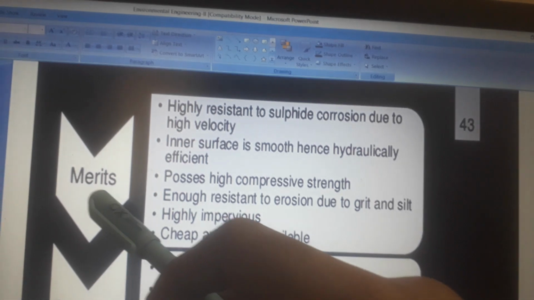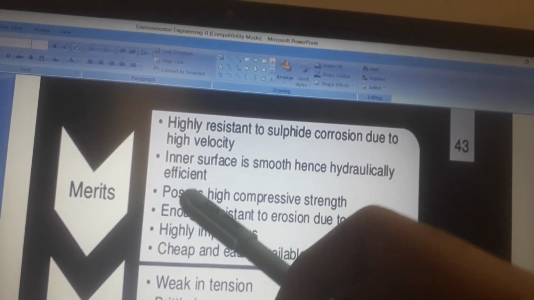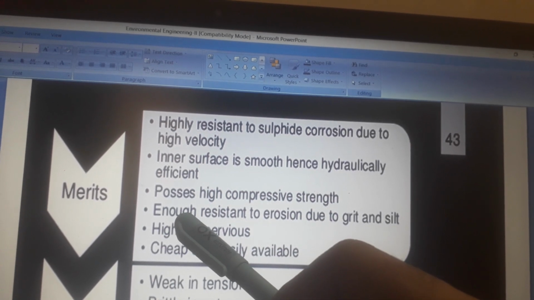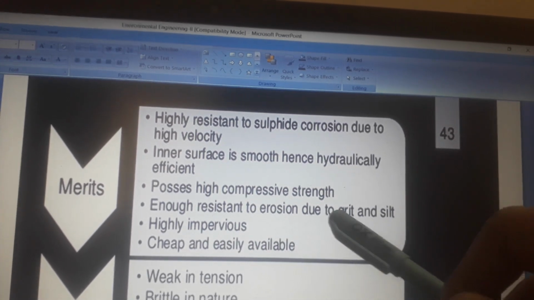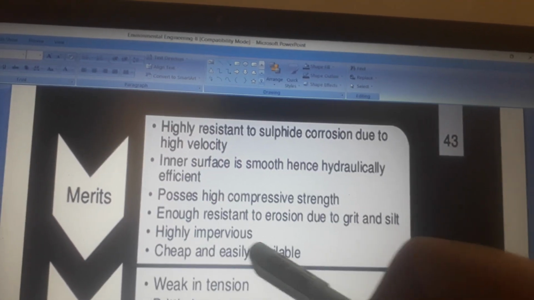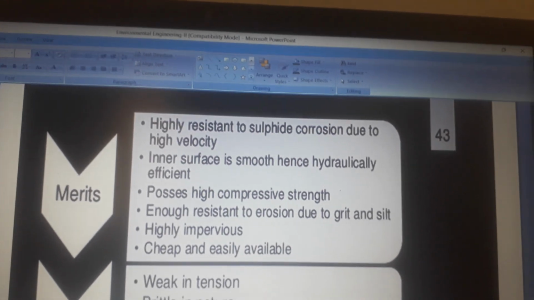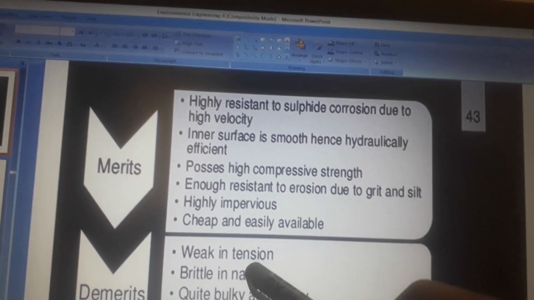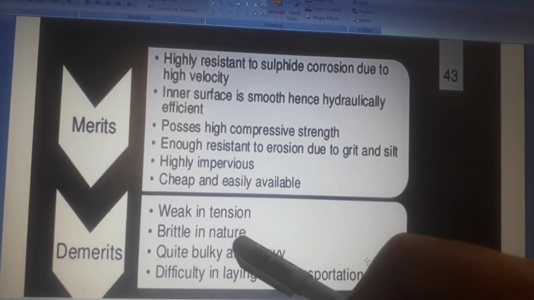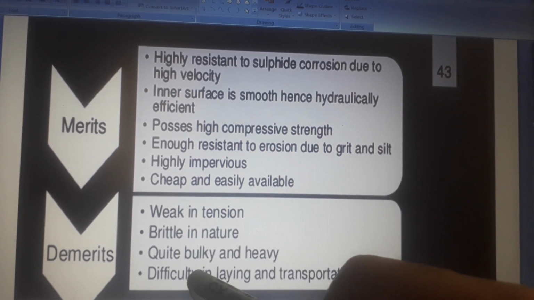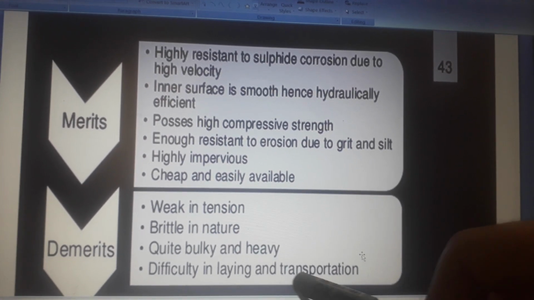Note: these are merits of vitrified clay and stoneware. Possess high compressive strength. Enough resistant to corrosion due to grit and silt. Highly impervious, cheap, and easily available. Demerits of vitrified clay and stoneware: weak in tension, brittle in nature, quite bulky and heavy. Difficult in laying and transportation.